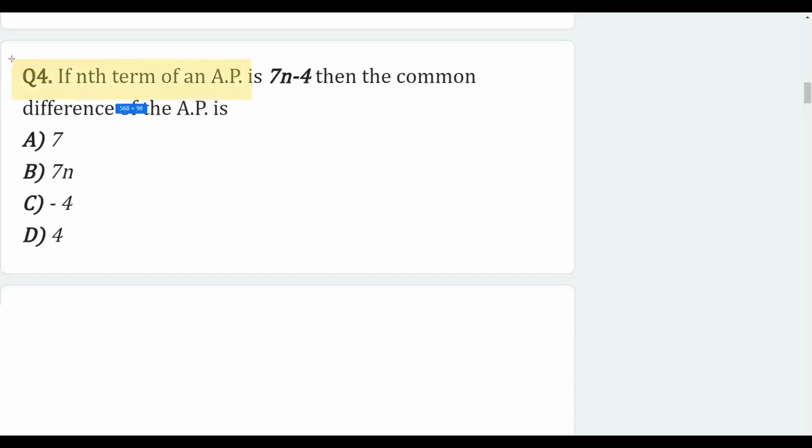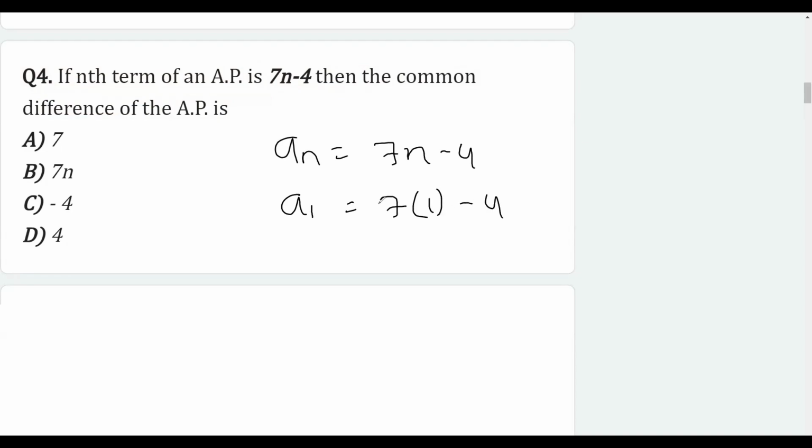In question number 4, it says if the nth term of an AP is this, then the common difference of the AP is what? Now we have the nth term given, that is an is equal to a plus n minus 1 d. Now over here the nth term is given as 7n minus 4. So what we can do, replacing n with 1 here, we can get the first term. In this equation, I replaced wherever there was n with 1. So I got the first term, which is 7 minus 4, which is equal to 3.